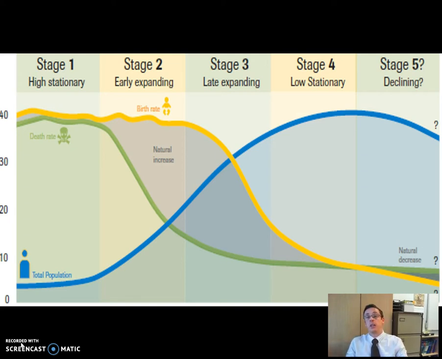So if we start in stage one, the high stationary stage, this is where we're going to be looking at tribes of the Amazon and places like that. We've got a very high birth rate and a very high death rate. We've got the very high death rate because we don't have access to particularly effective healthcare, and if people are suffering illnesses and injuries that wouldn't necessarily be a cause of death for ourselves, things like breaking your arm, they very much could be a cause of death through infection for people in this type of stage.